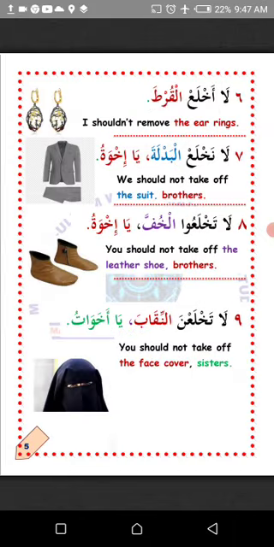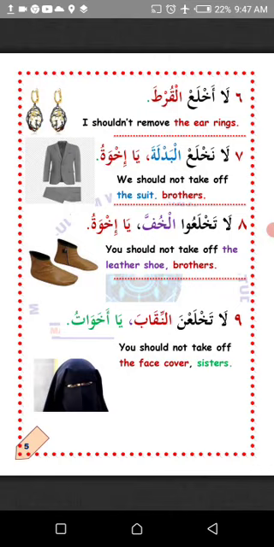MashaAllah. Sitta, number 6. La akhla il-kurta. So the ainun in akhla must be given kasra to avoid the meeting of two sukun at the same time. La akhla'i. La akhla il-kurta. I shouldn't remove the earring.